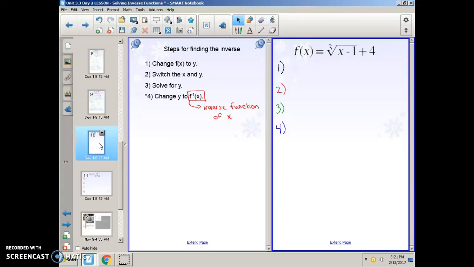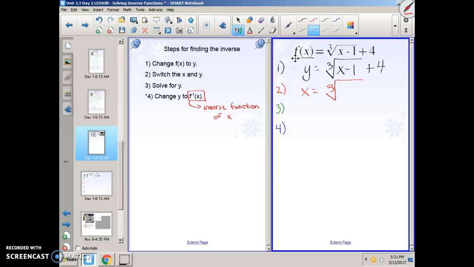All right, fourth example. Woo, there's a lot of stuff going on here. I'm going to jump through the first part. Change it to y. Switch the x and y. Don't be freaked out by the cubed root. You can do this. You got this. Remember, work your way from the outside to the inside of the equation. Get rid of that +4 first. That's the easy part.